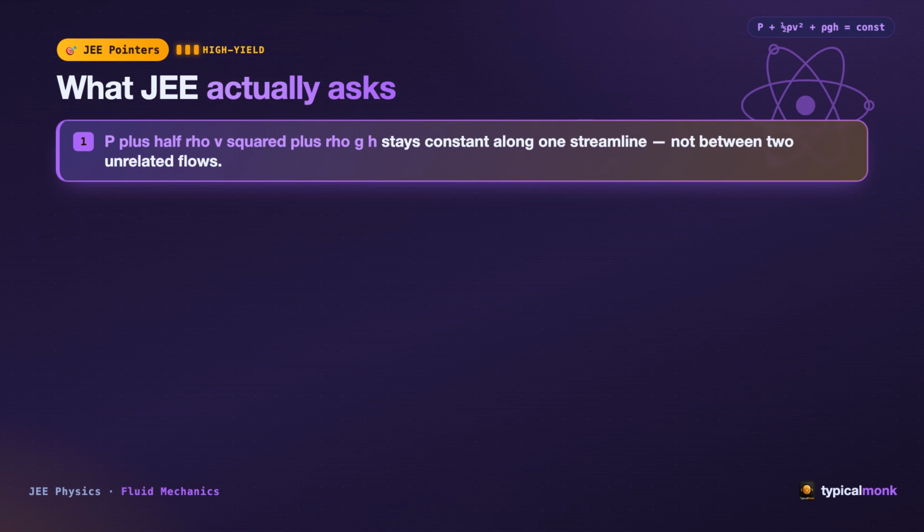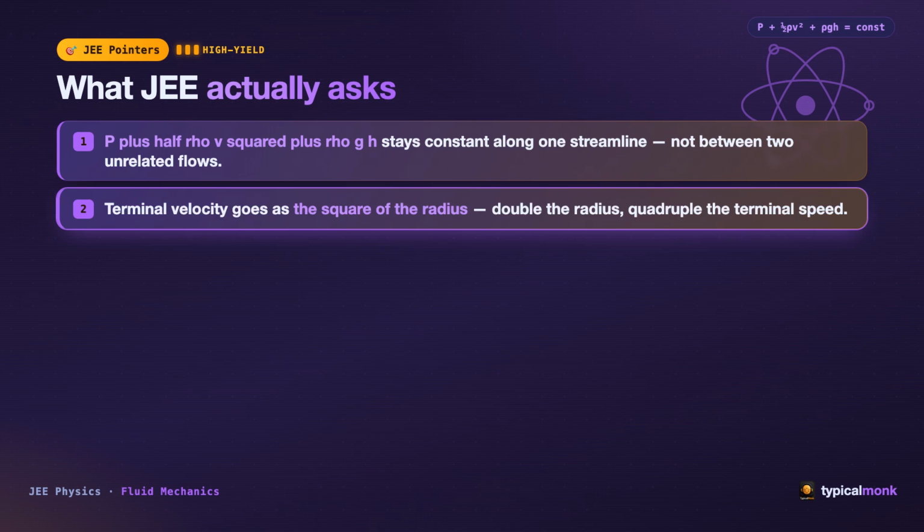Now sit up straight. These 5 lines are what G actually asks, year after year. 1. Pressure plus half rho v squared plus rho g h stays constant along one single streamline. Never assume it links 2 completely separate flows. 2. Terminal velocity rises with the square of the radius. Double the radius and the terminal speed becomes 4 times as large.